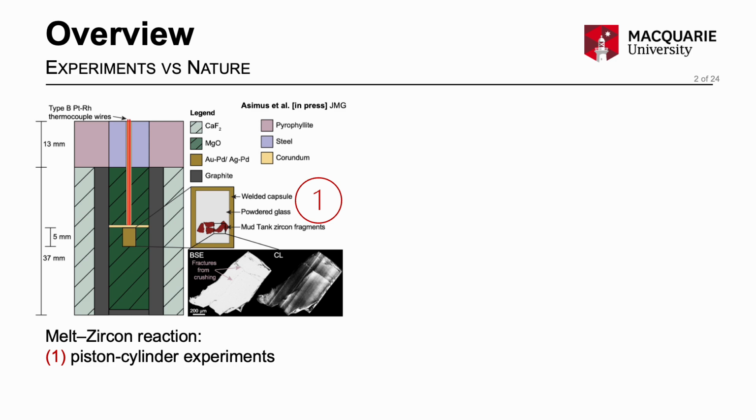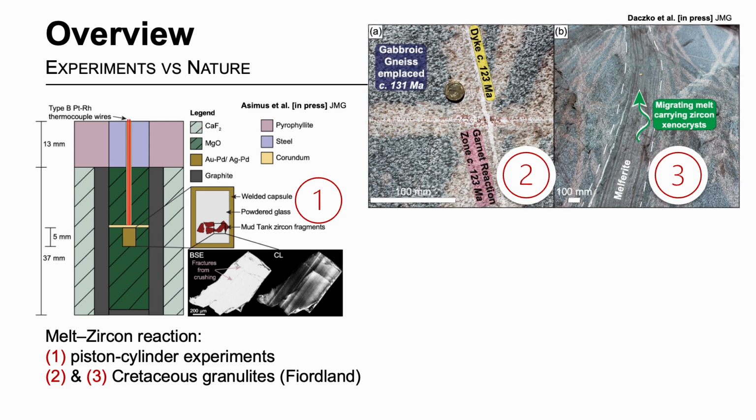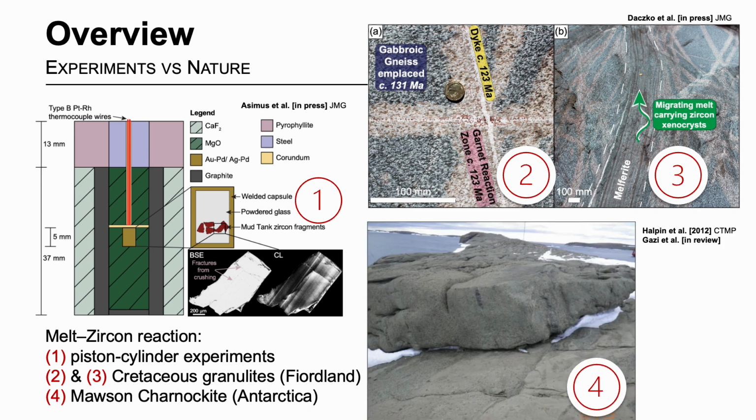I will present results from 3 piston cylinder melt-zircon reaction experiments, along with 2 natural examples of melt-zircon reaction in Cretaceous granulites of Fiordland, New Zealand, and another example from the high-grade Mawson-Charnockite orthogneiss of East Antarctica. For the first part of the presentation, I briefly review the process of coupled dissolution precipitation replacement, then run through the experimental and natural case studies, highlighting the similar microstructural and microchemical signatures that form during zircon CDP replacement.